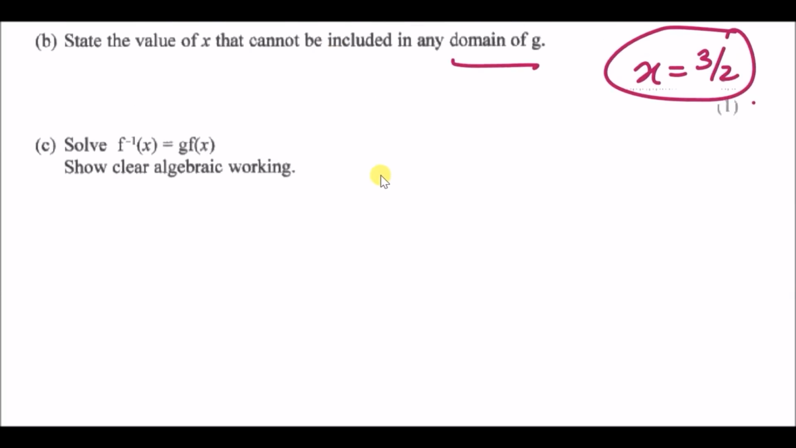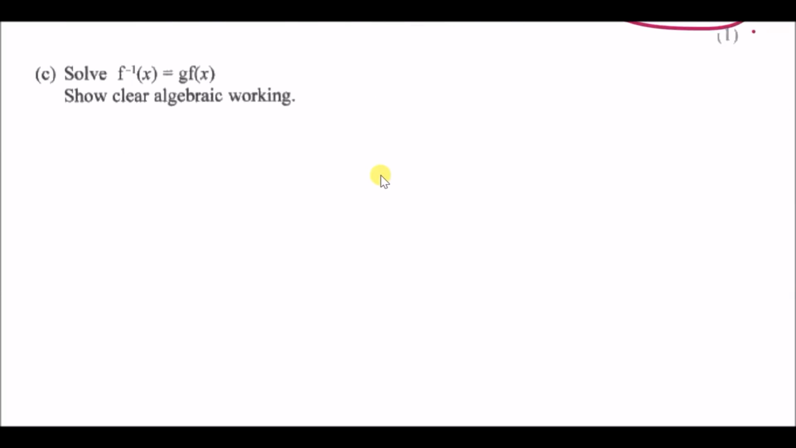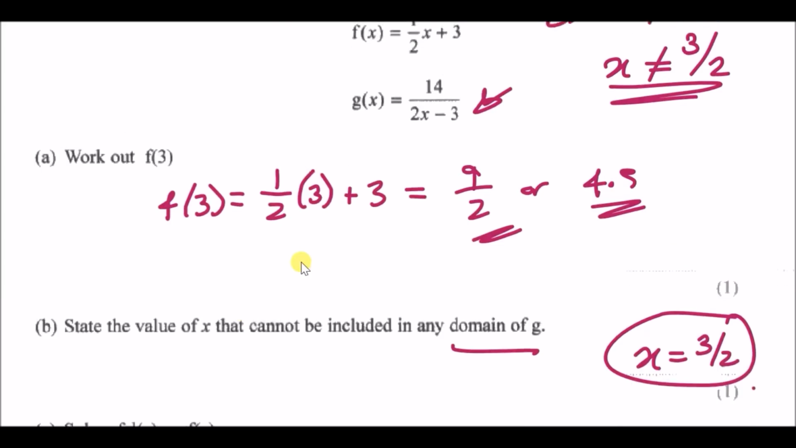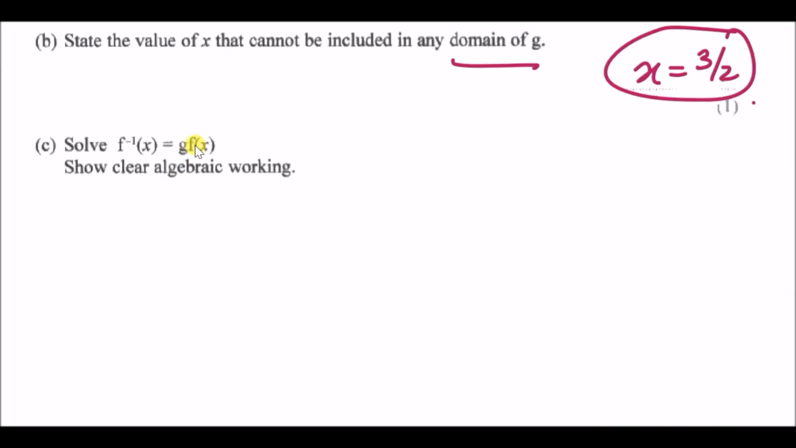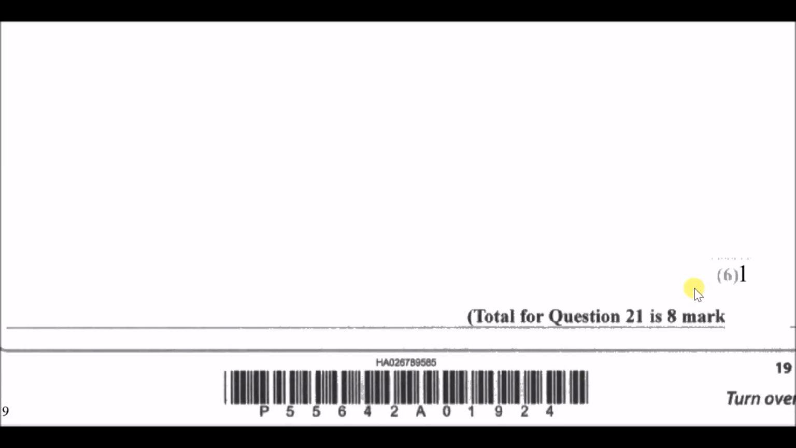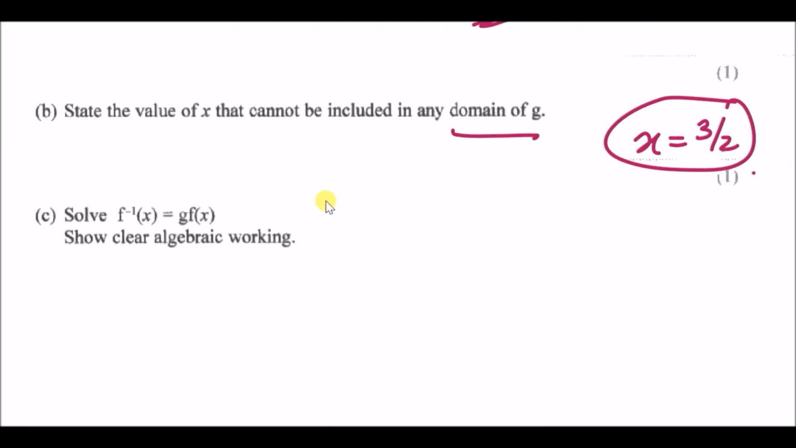Now finally C. Oof, this is a big one. Solve f inverse of x equals g of x. Now this f inverse is the inverse function of f. So firstly we look at f and we replace it with its inverse and equate it to g of x. So this is going to be a big marker, 6 marks, and this will take a while. So first things first, we need to work out what the inverse of f is.